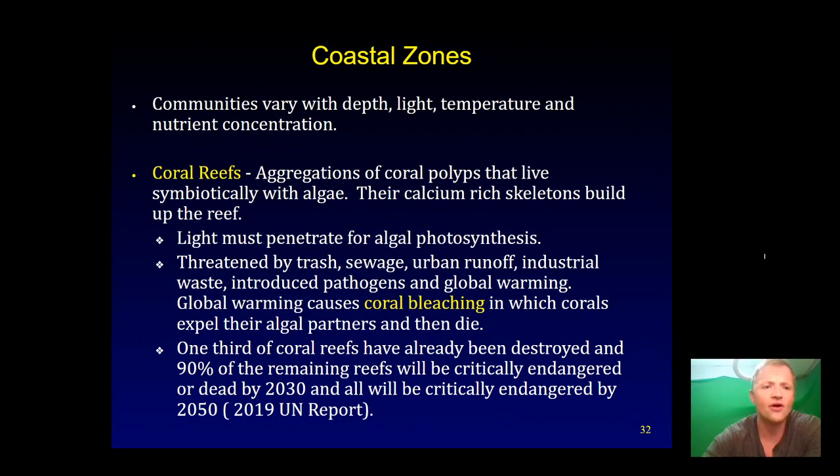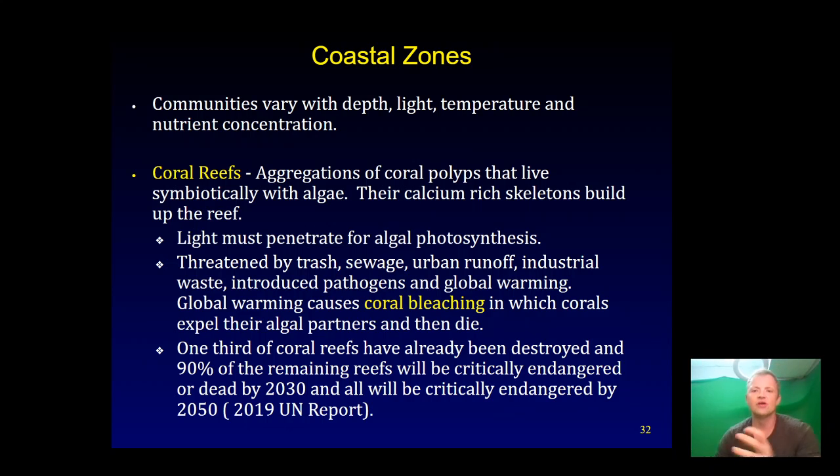Coastal zones, by far the most important in environmental science anyway. Communities vary with depth, light, temperature, and nutrient concentration, right? They have all those kinds of things going on, especially near the equator. Coral reefs are aggregations of coral polyps that live symbiotically with algae. Their calcium-rich skeletons build up the reef.